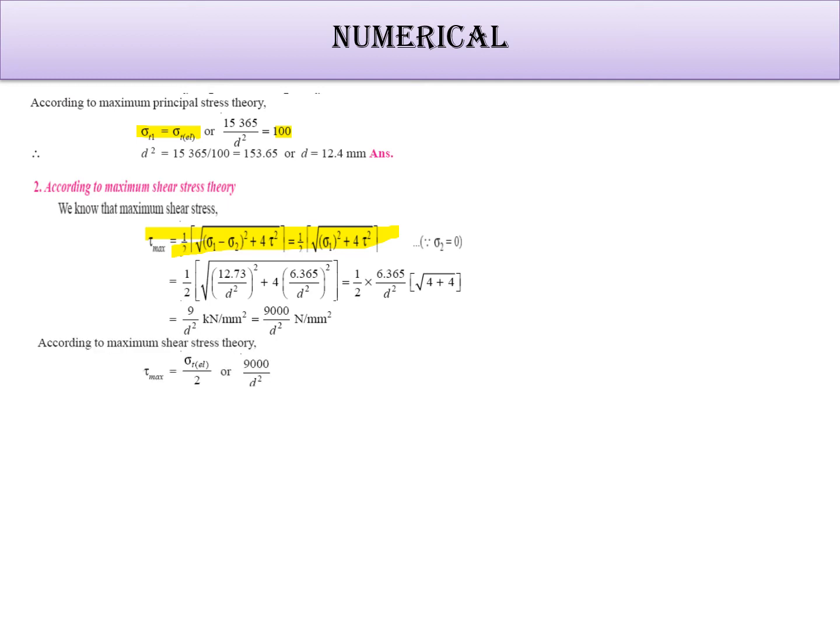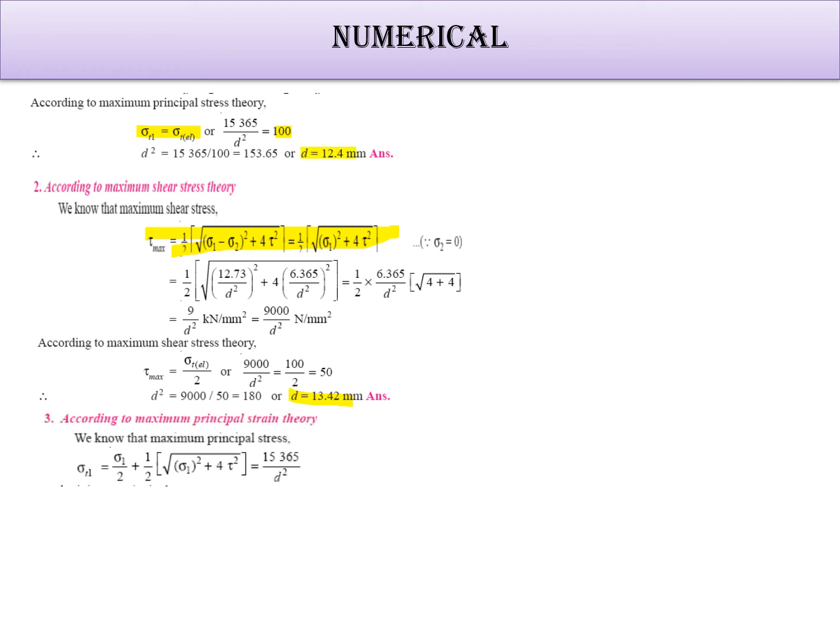Now I go to the maximum shear stress theory. It is that the maximum shear stress is sigma TL by 2. So we get here 50 here. So now by solving this we get the diameter. Just see the change in the diameter value.